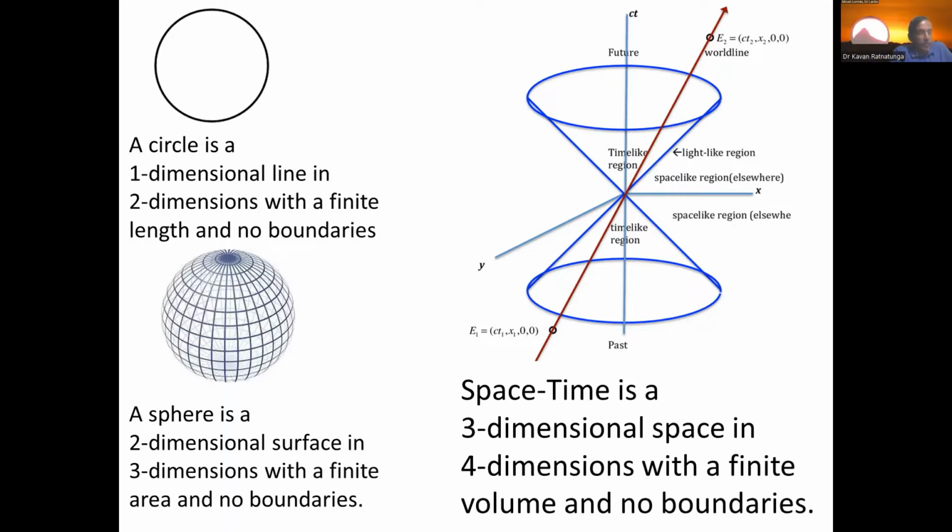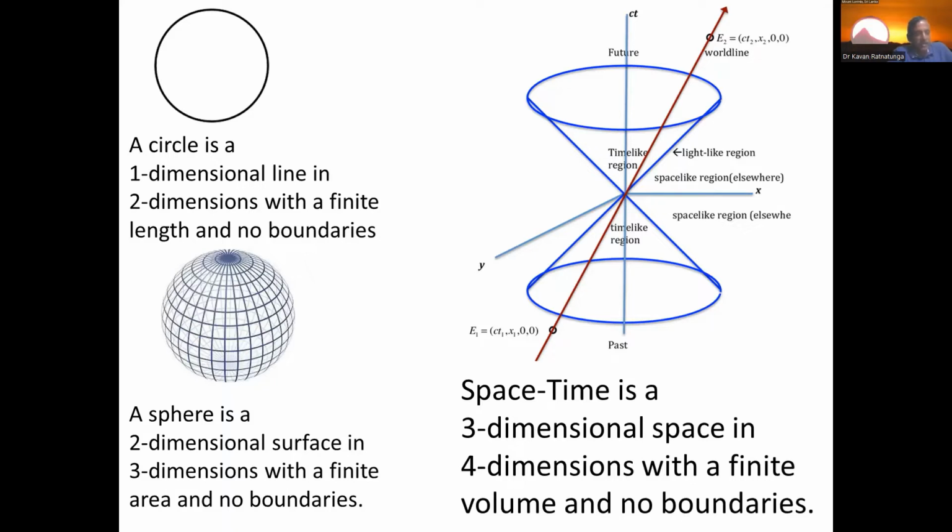Now, when you take these assumptions 1 dimension higher, space-time becomes 3-dimensional space in 4 dimensions, the 4th dimension being time. And Einstein showed that space and time are equivalent dimensions, which has a finite volume and no boundaries. It's a concept which is very difficult for us to comprehend, how you can have a volume which has no boundaries. But that is what space-time is.